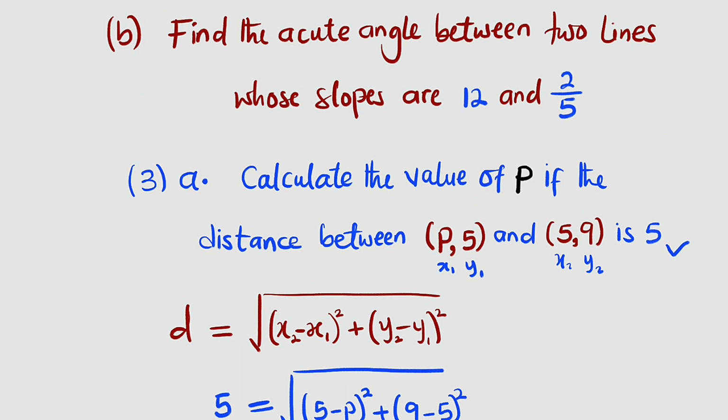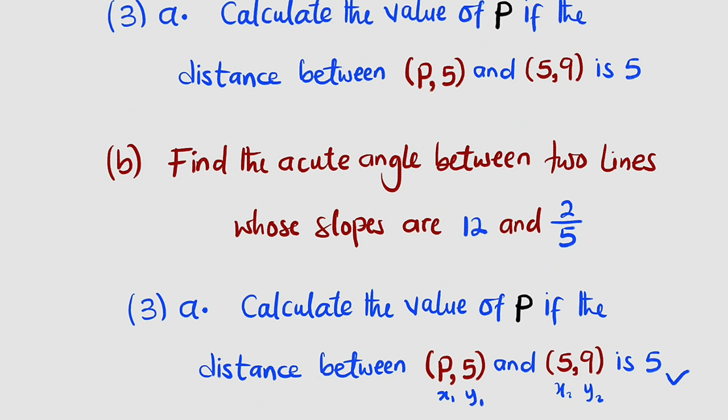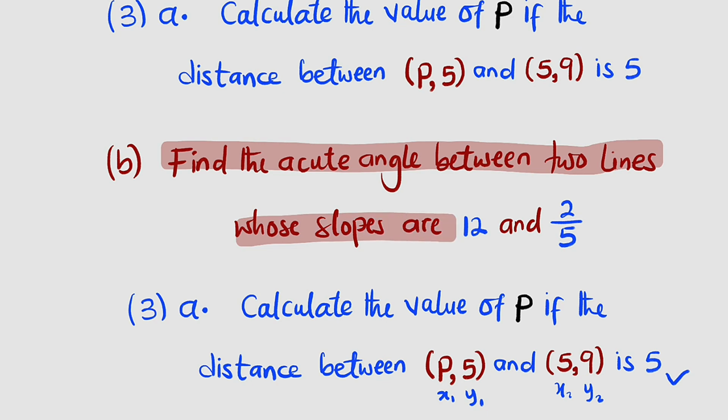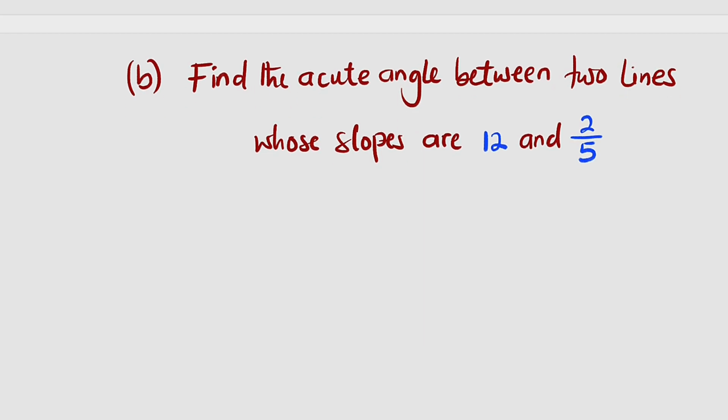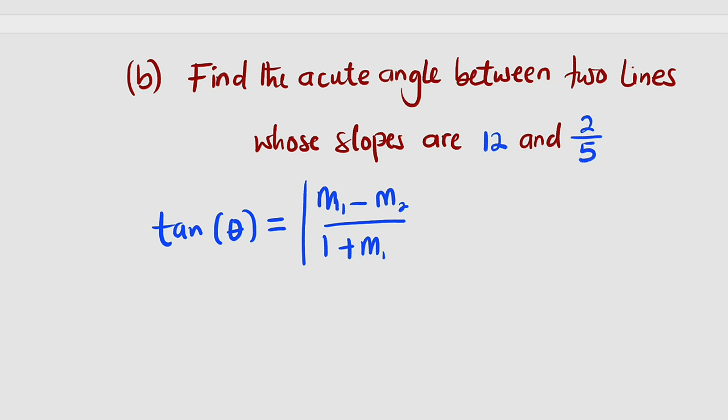Now let us move on to the second problem, which is the B part. In the B part, we are asked to find the acute angle between two lines whose slopes are 12 and 2/5. To find that angle, we are going to use this formula. Tan of that angle that we are looking for, let us call it theta, is equal to the absolute value of (m1, which stands for the first slope, minus m2, the second slope) divided by (1 plus m1 multiplied by m2). So this is the formula we are going to apply here in order to find this angle.